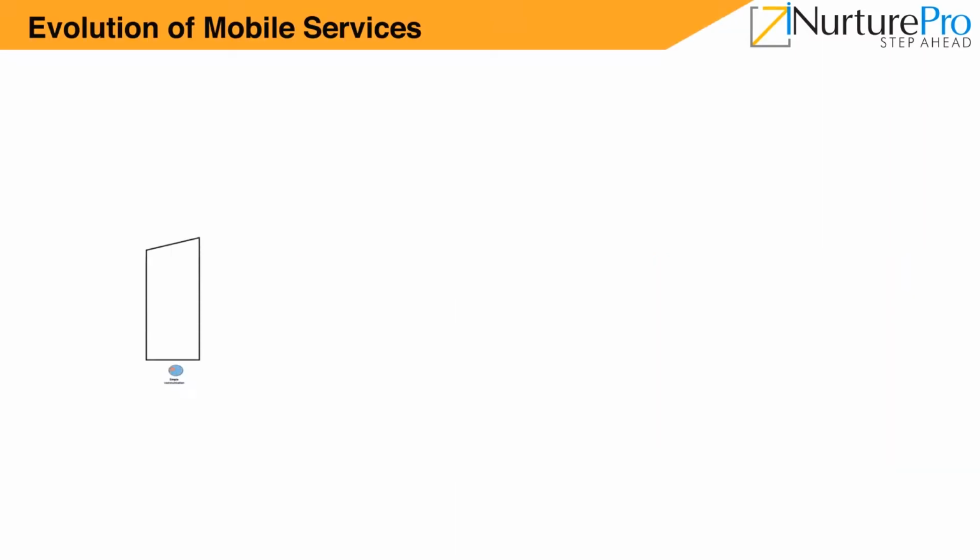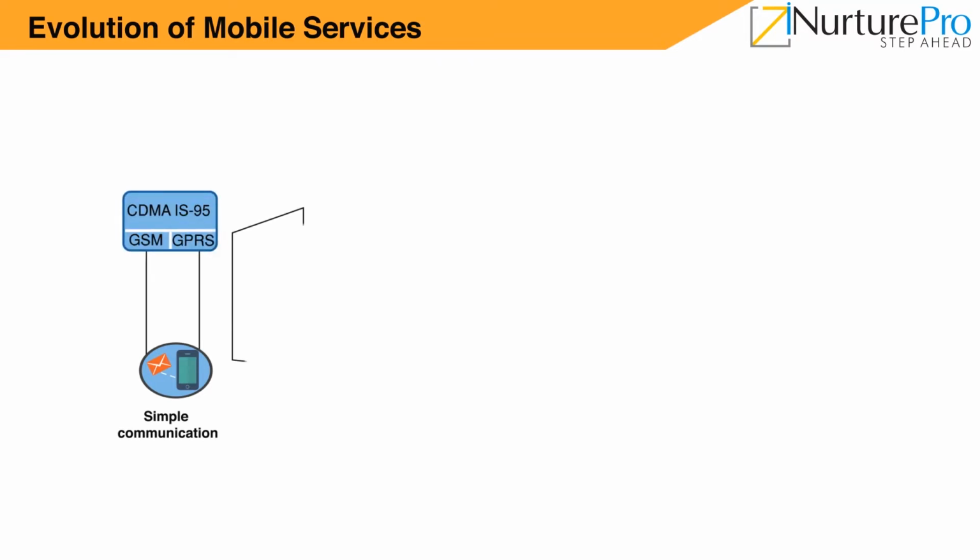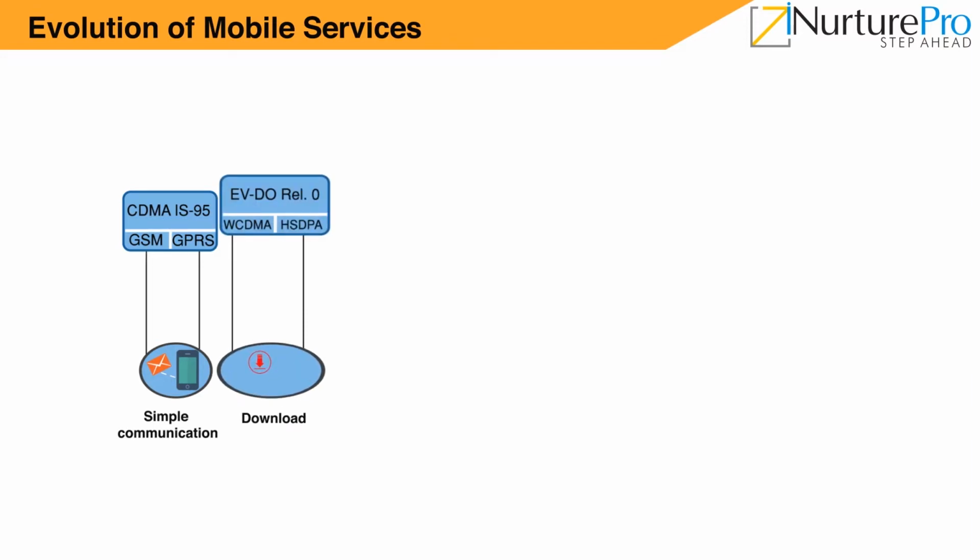The first mobile service progression, simple communication services, were introduced by wireless technology advancement in the CDMA IS-95 and GSM GPRS air interfaces. They contain basic voice and text services related to SMS and emails.